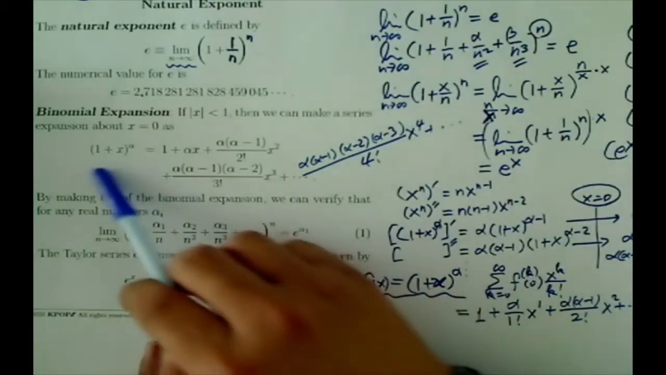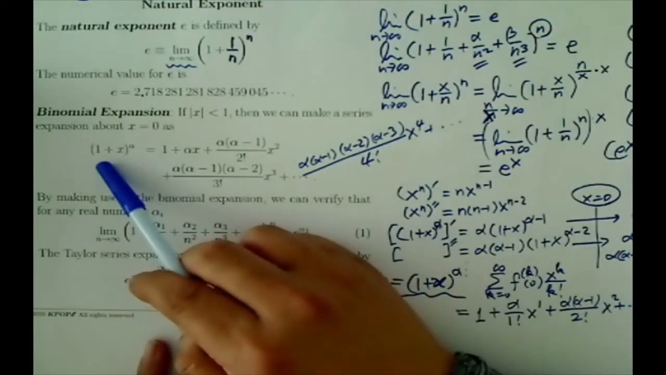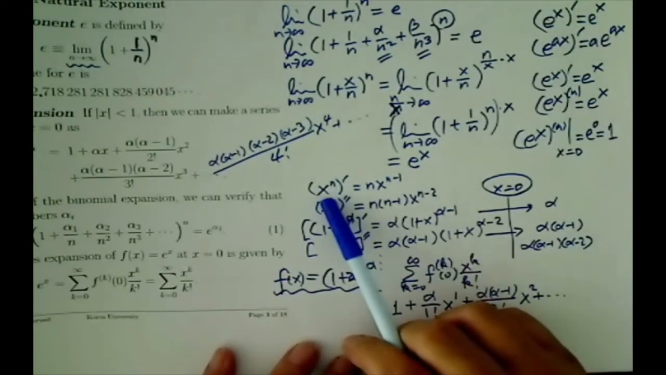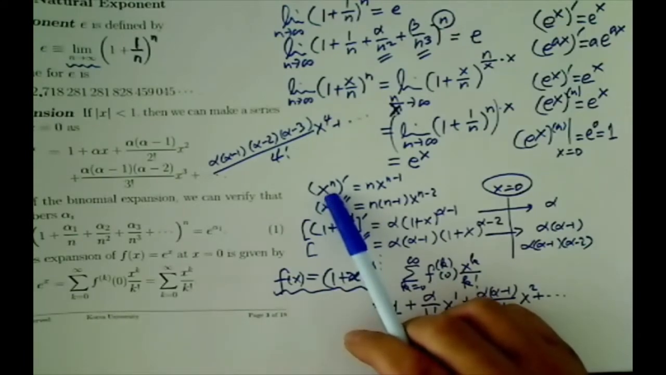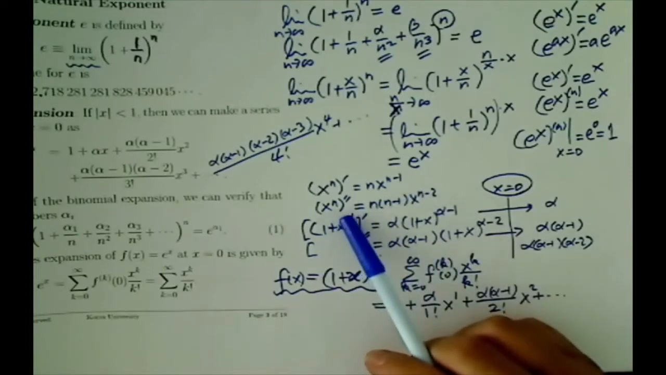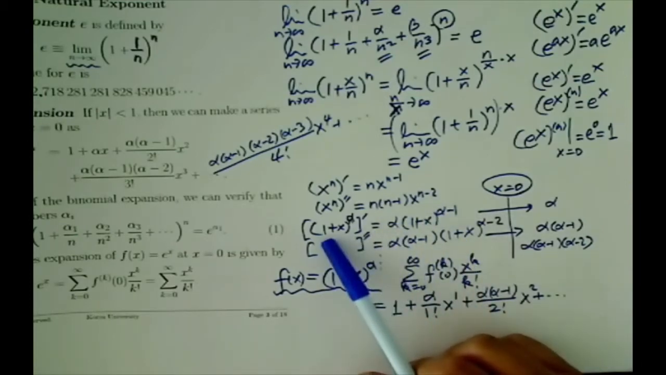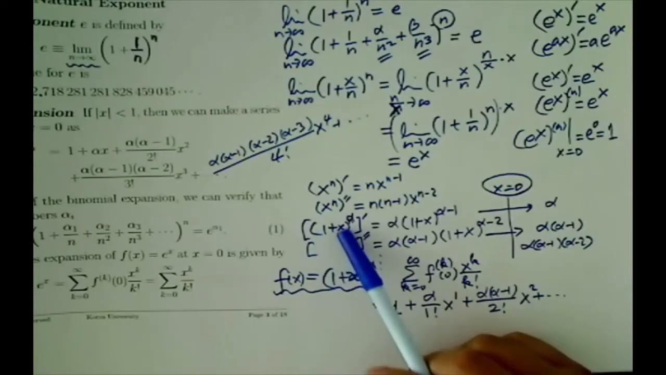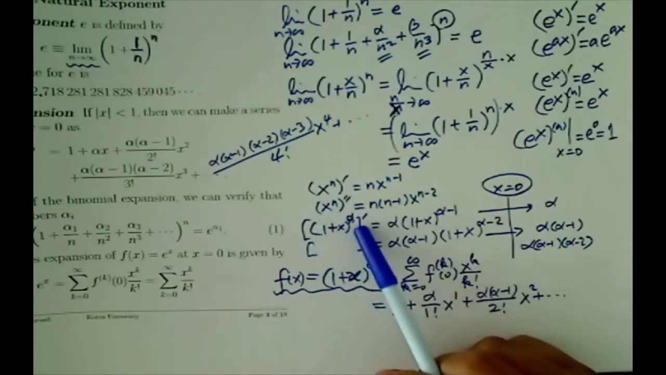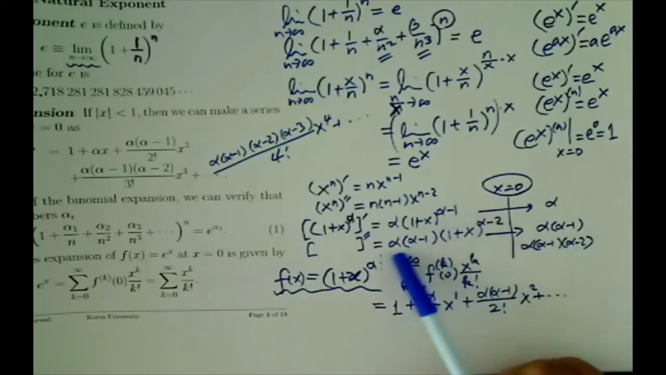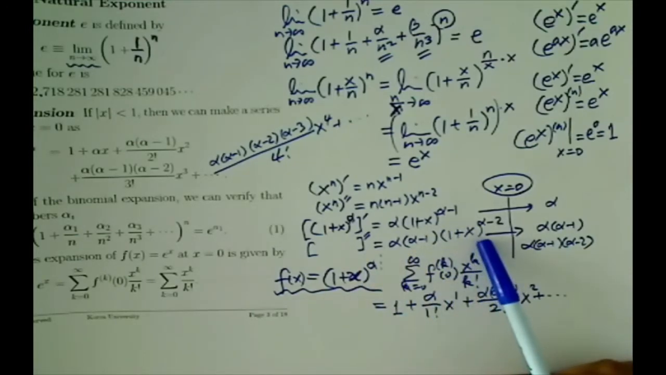So, what happens to this term? If I take this function to be f of x, I can take the derivative to find the binomial expansion. The derivative of x to the n is n x to the n minus 1. The double derivative of x to the n is n times n minus 1 times x to the n minus 2. Then I can replace x with 1 plus x and replace n by alpha. Then I would get alpha times 1 plus x to the alpha minus 1, the double derivative alpha times alpha minus 1 times 1 plus x to the alpha minus 2, and so on.